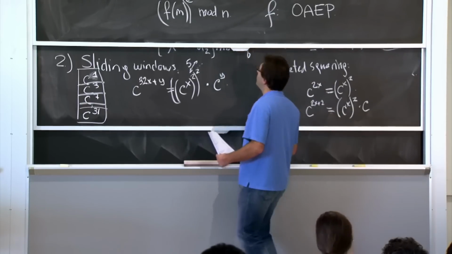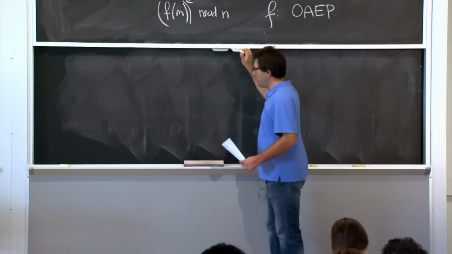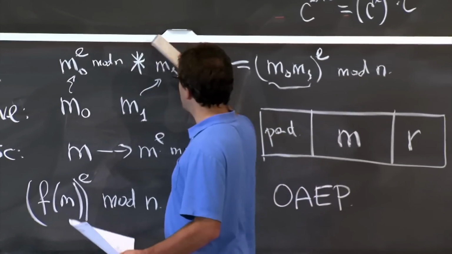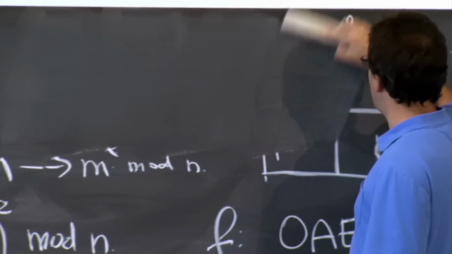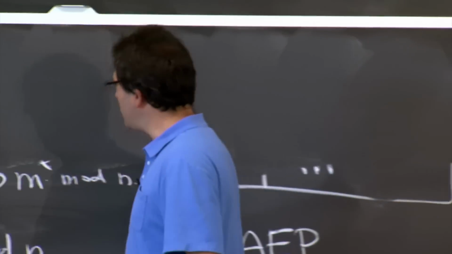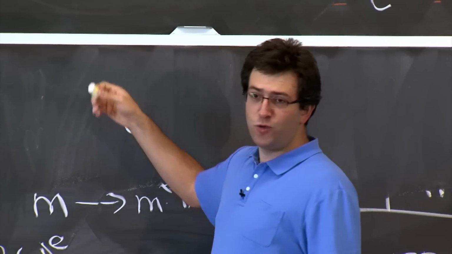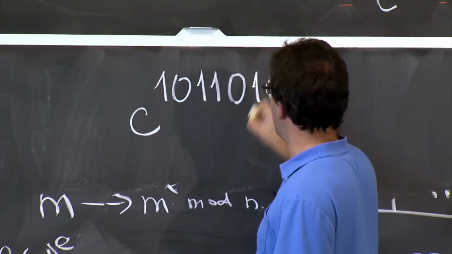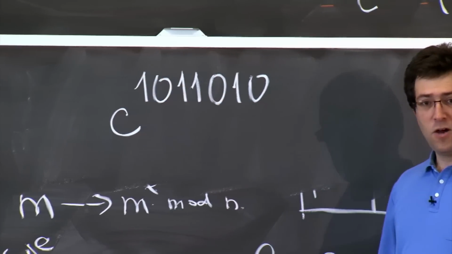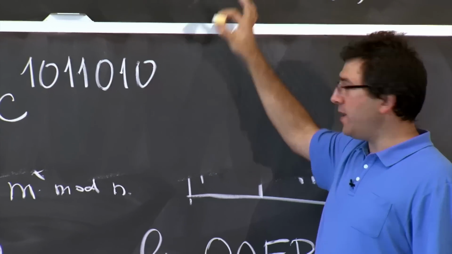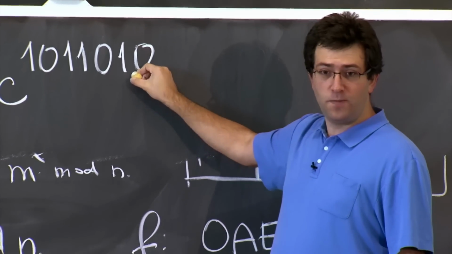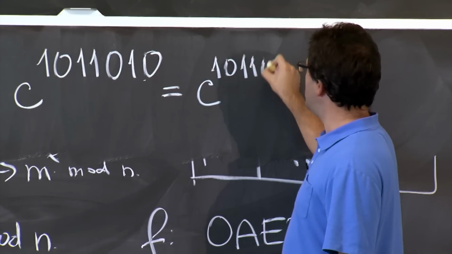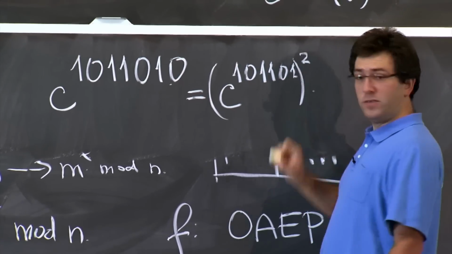For repeated squaring, and actually in both cases, what you want to do is look at the exponent that you're trying to use in a binary representation. So suppose I'm trying to compute the value of c to the exponent, I don't know, 1, 0, 1, 1, 0, 1, 0. And maybe there's more bits. If we want to do repeated squaring, then you look at the lowest bit here. It's 0. So what you're going to write down is this is equal to c to the 1, 0, 1, 1, 0, 1 squared.